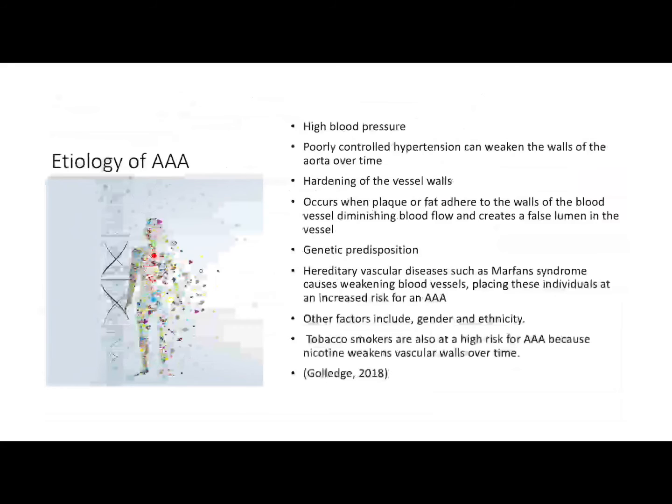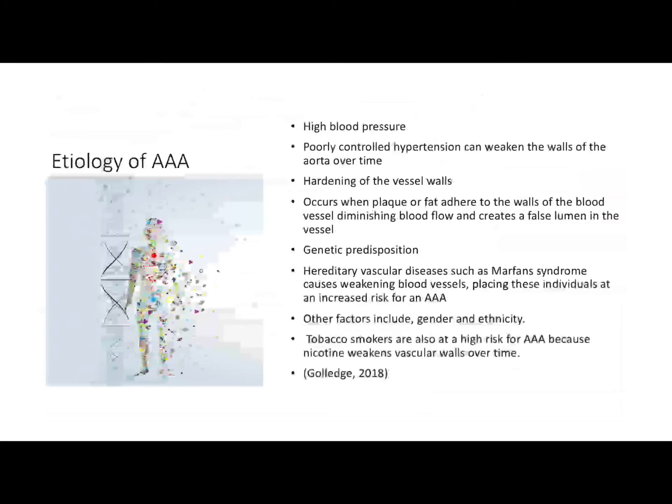The etiology of a AAA. High blood pressure. Poorly controlled hypertension can weaken the walls of the aorta over time. Hardening of the vessel wall occurs when plaque or fat adhere to the walls of the blood vessel, diminishing blood flow and creating a false lumen in the vessel.